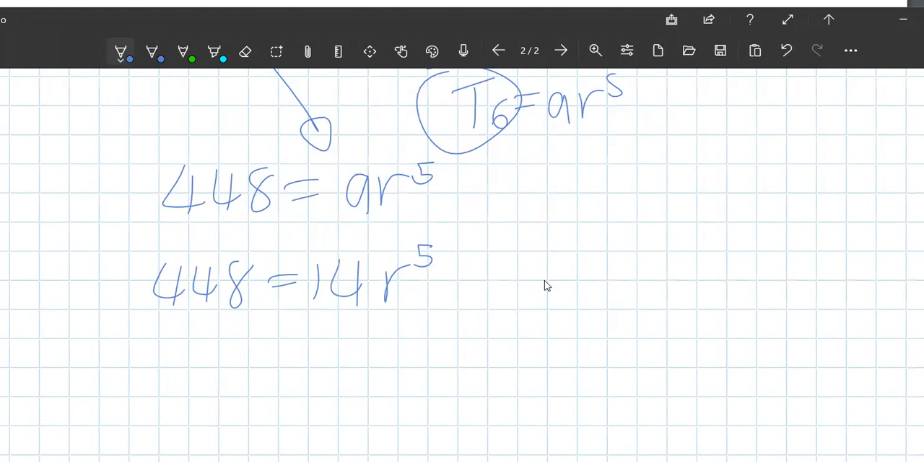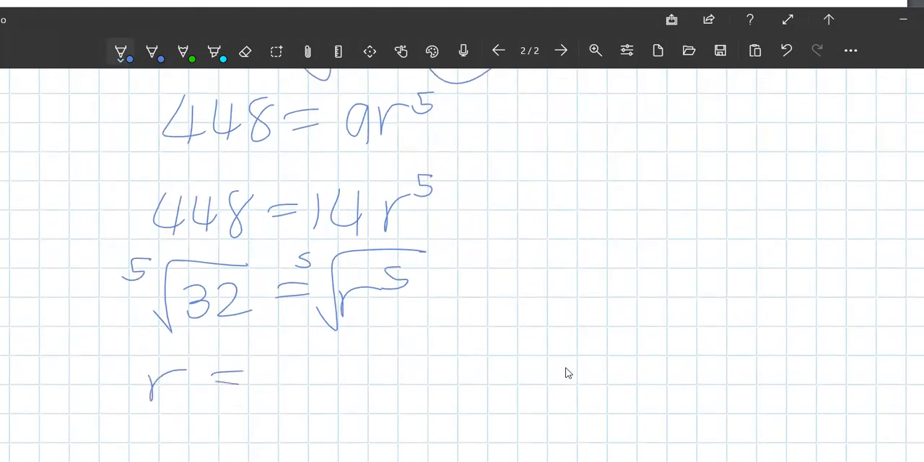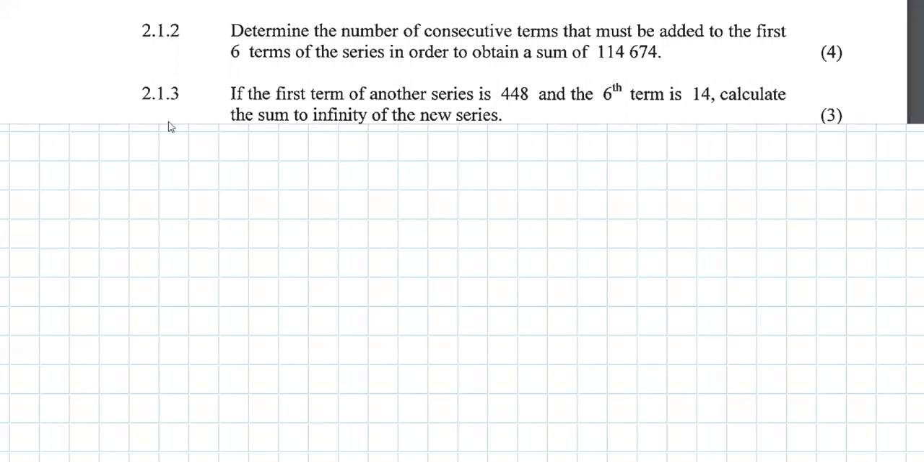448 divided by 14 is 32. To get rid of this 5, you take the fifth root on each side. So our r will be equal to the fifth root of 32, which is 2. Question 2.1.1 was to find r. We found that r was equal to 2.